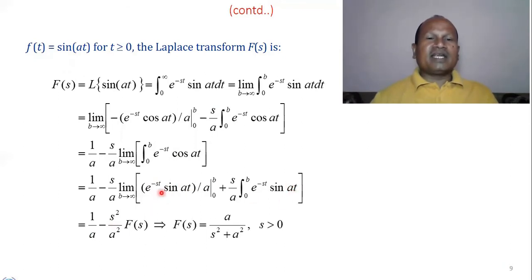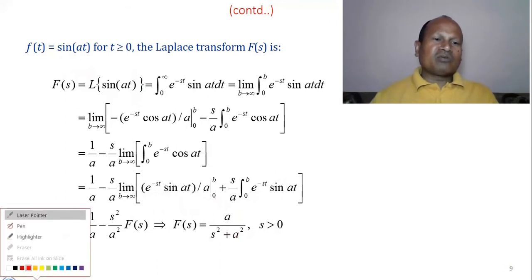This sine at term is common, and we actually want to calculate this Laplace of sine at. So Laplace of sine at can be replaced by F(s). So F(s) can be written as, because this is also F(s), this will go to this side, and it will become a divided by s square plus a square. But this is a much more complex process.